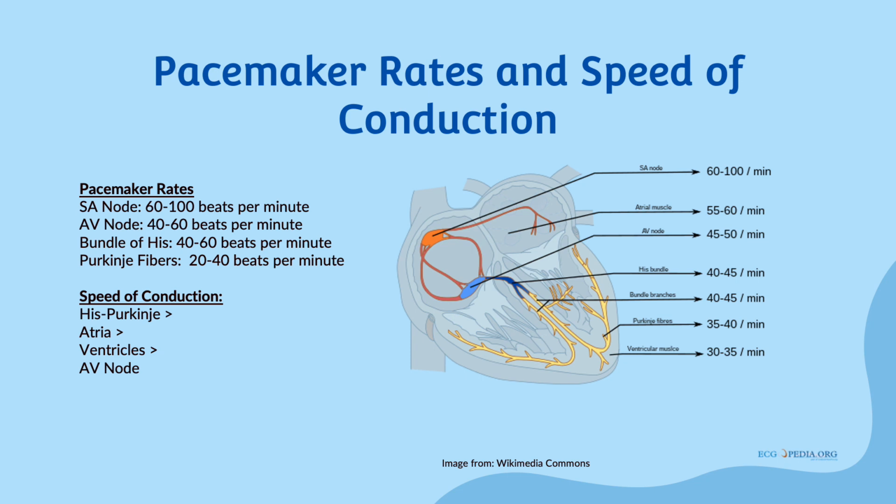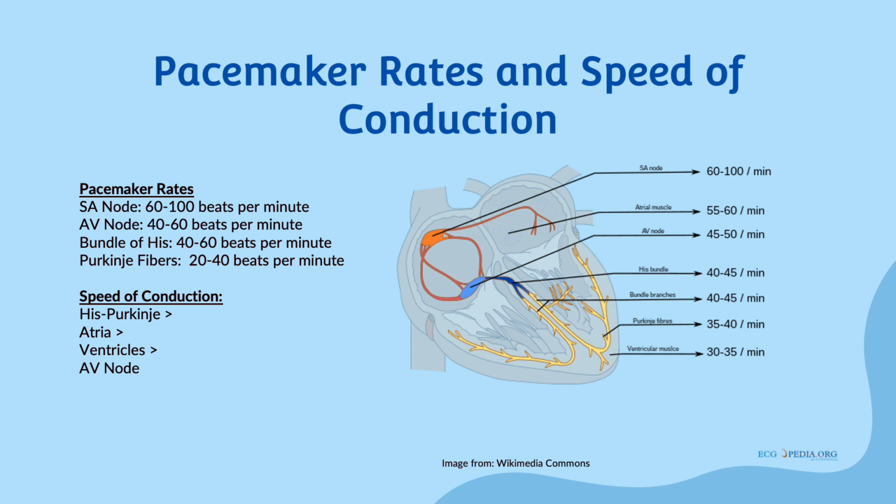The speed of conduction, however, refers to how fast the node or signaling structure disseminates its signal to the associated signaling structures and the associated myocardium. The His Purkinje fibers are the fastest, followed by the atria, the ventricles, and finally the AV node. This makes sense intuitively when you think about it in terms of a heartbeat.